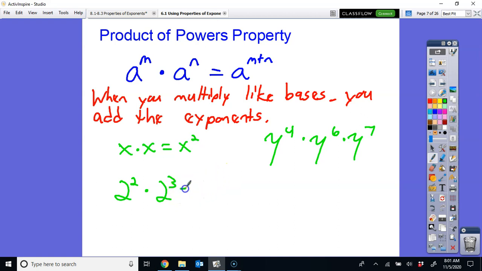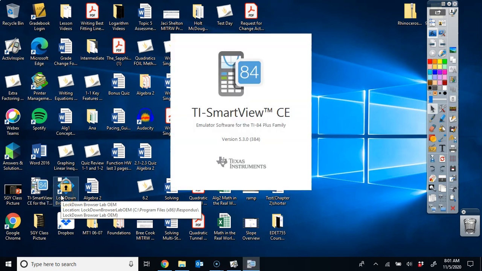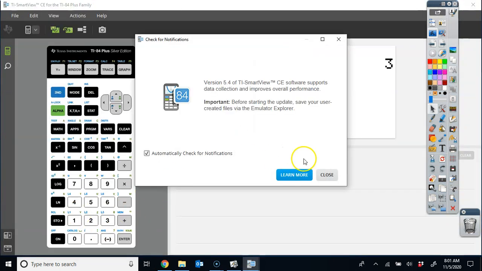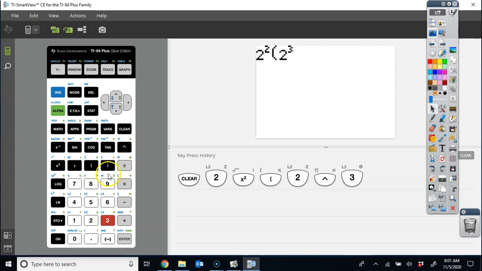And what this is doing is simplifying things. So for instance, when I come across one like this, 2 squared times 2 to the third, it would be 2 to the fifth. Now that doesn't sound like an important thing to do, but when you can simplify something like this, it makes it a lot easier to type into your calculator. So I'm going to go to my calculator here and open that up and show you what I mean. If I have 2 squared times 2 to the third in my calculator, I can type that in as 2 squared times 2 raised, using that little caret key, to the third.